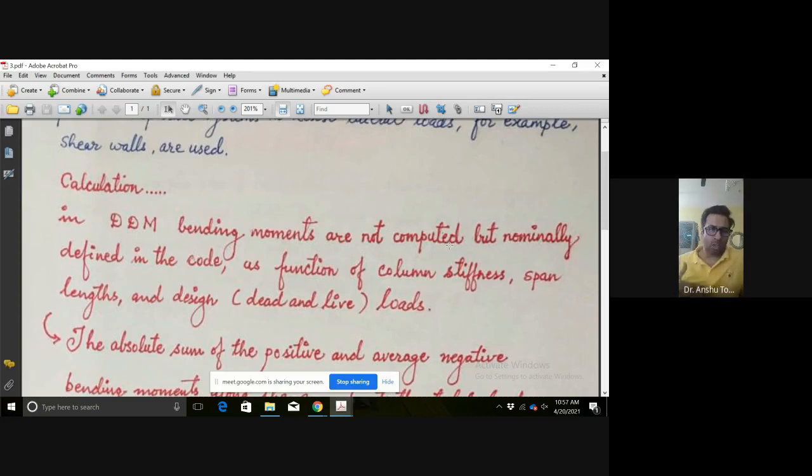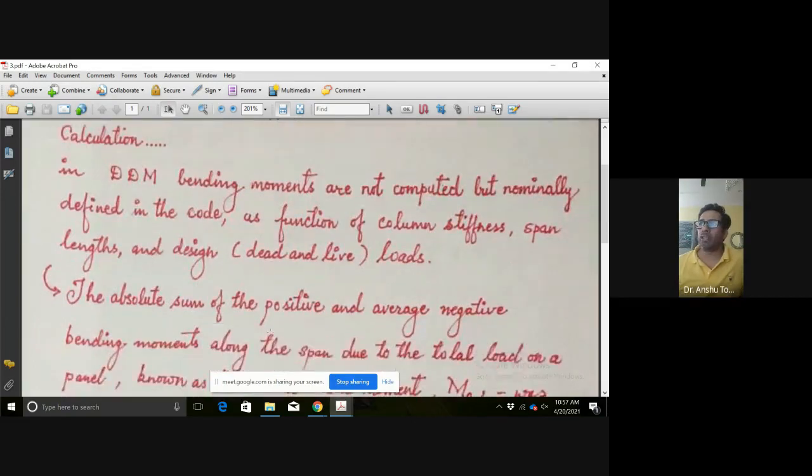You calculate the loads, then you find out WL²/8 or WL²/12 or WL²/10 or WL²/16. But here there is a difference. In DDM, bending moments are not computed but nominally defined in the code as a function of the column stiffness, span length, and design. So there are set equations and formulas. You have to put in the values, because it is dominantly the dead load which is governing the design of the flat slab. Dead and live loads. There are no other loads.